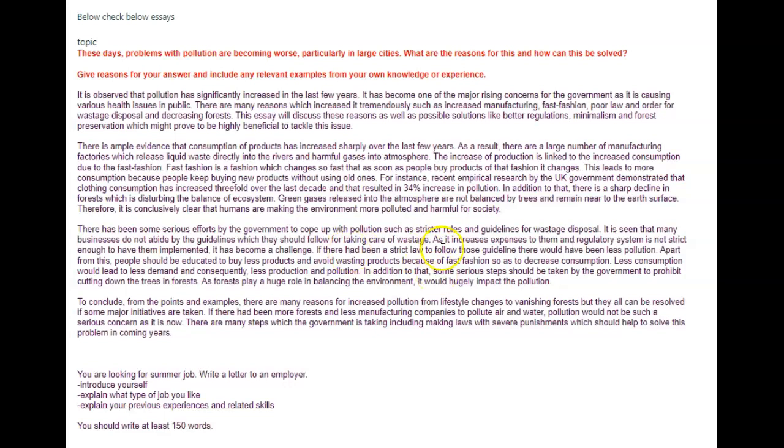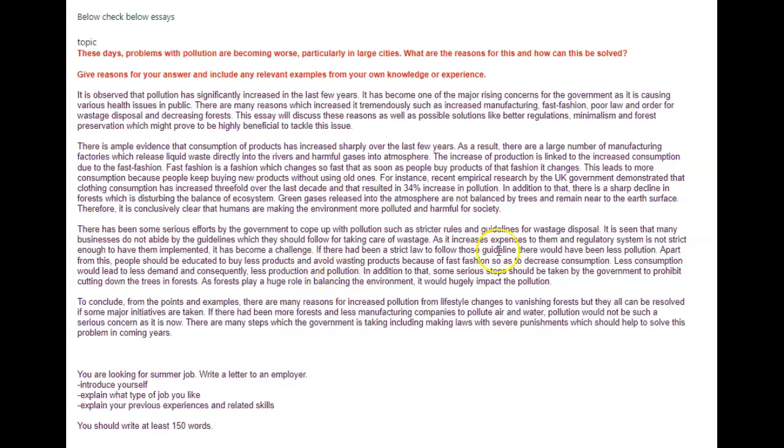So if there had been a strict law to follow those guidelines, there would be less pollution. Apart from this, people should be educated to buy fewer, not less, products and avoid wasting products because of fast fashion so as to decrease consumption. Less consumption would lead to less demand and consequently less production and pollution. In addition to that, some serious steps should be taken by the government to prohibit cutting down the trees and forests. As forests play a huge role in balancing the environment, it would hugely impact the pollution.